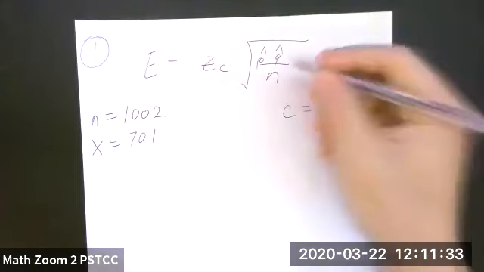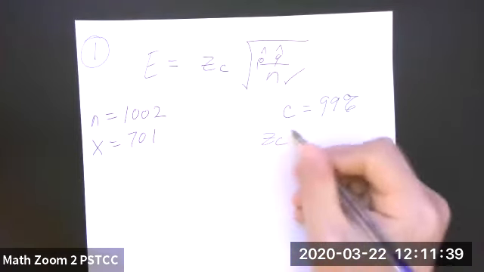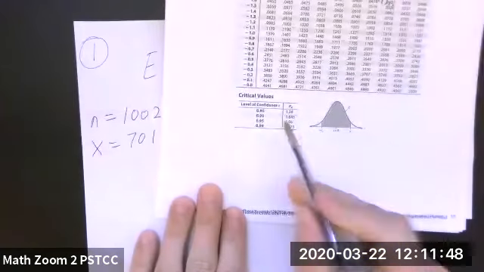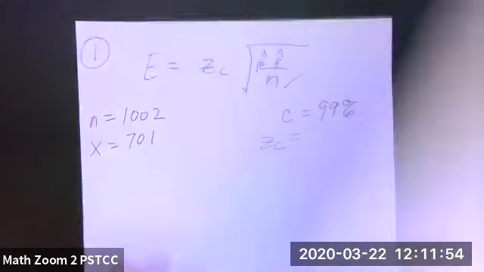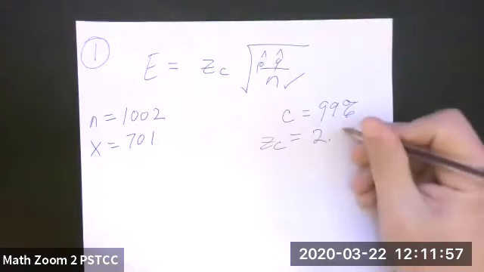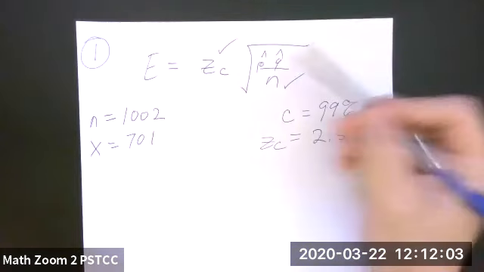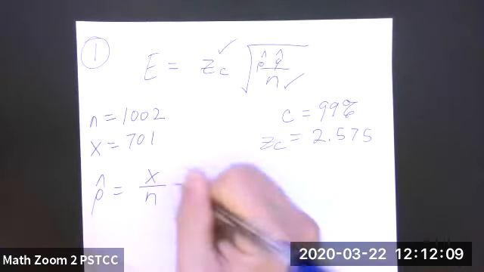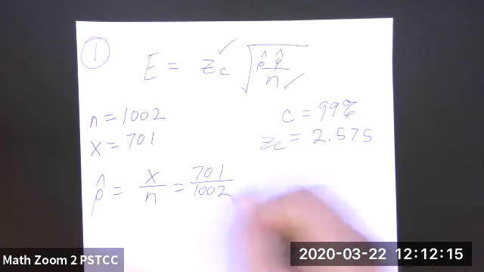At the moment, all we have is the sample size. We can find Z sub C using the confidence level. If we go to the standard normal table, the Z critical value for 99% is 2.575. Next, we need to get P hat. P hat is X over N, or just think part over total, 701 over 1,002.